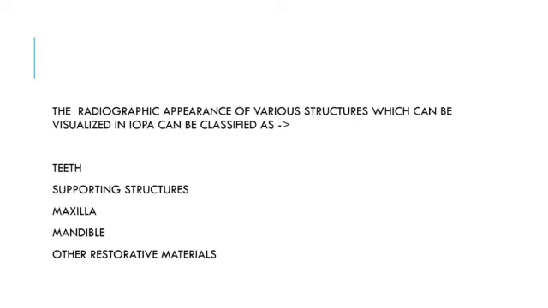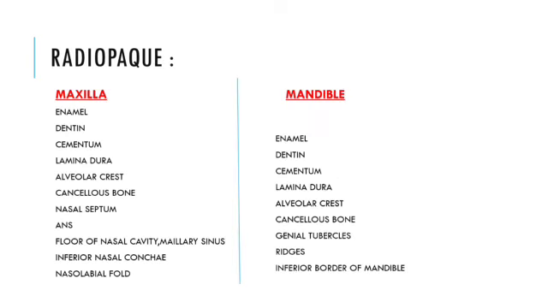The radiographic appearance of various structures which can be visualized in IOPA can be classified as teeth, supporting structures, maxilla, mandible, and other restorative materials. It can also be classified as radiopaque and radiolucent landmarks. Under radiopaque landmarks, we can enumerate separately for maxilla and mandible.